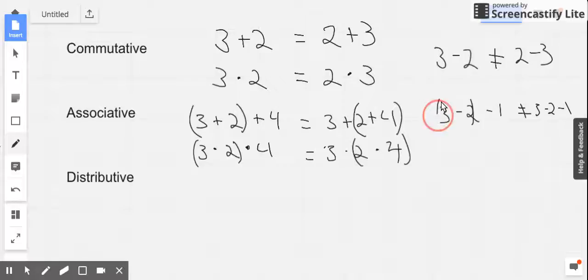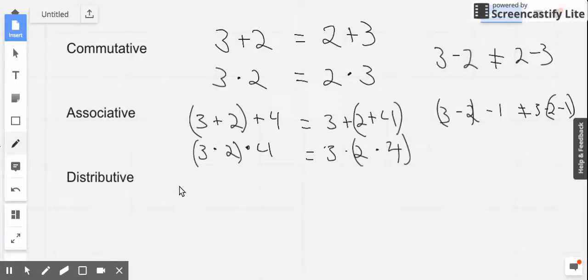If I say 3 minus 2 first, that's 1. 1 minus 1 is 0. However, if I do 2 minus 1 first, that's 1. 3 minus 1 is 2. So the result is not the same. So how you group things with subtraction matters. How you group things with division matters. But with associative property and commutative property, both applying to multiplication and addition, order doesn't matter and grouping doesn't matter. The result will always be the same.